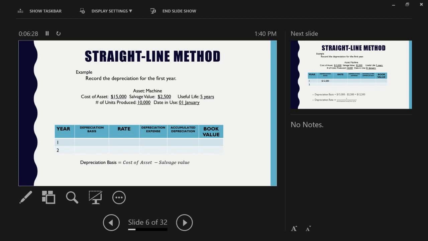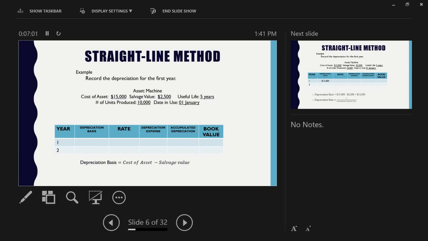So here, record the depreciation for the first year. We have an asset. It's a machine. It is going to cost you $15,000. Its salvage value is $2,500, and its useful life is 5 years, and it can produce up to 10,000 units, which we don't care about because we're dealing with straight line. And the date that we put it into service is January 1st.